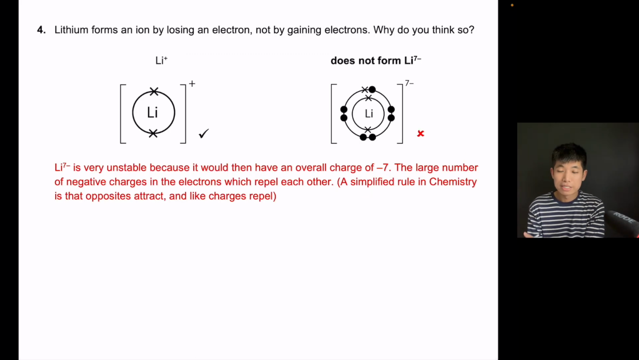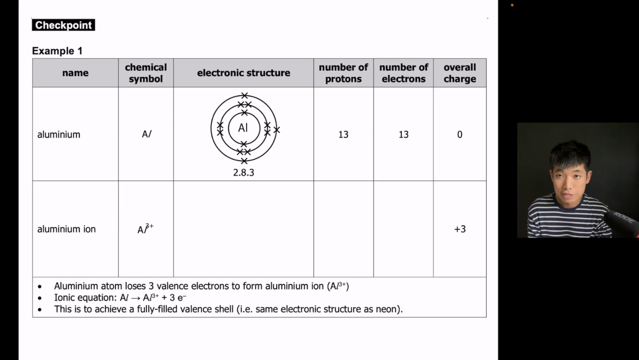So using lithium as an example, lithium being a metal, and lithium has 1 valence electron, it'll be easier for lithium to just lose 1 electron than to gain 7. Also, when a particle has a very large charge, let's say it's a -7 charge, it will be very unstable. Right now, I'd like you to pause the video and to try these checkpoint questions on your own.